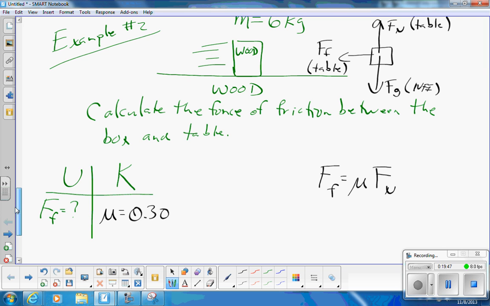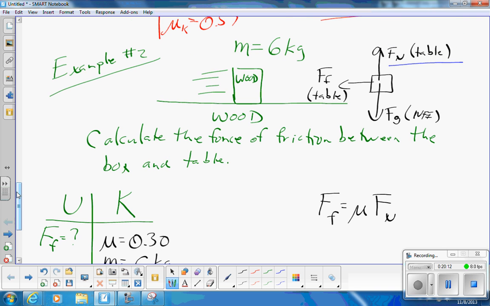Do I know the normal force? I don't. The normal force I'm looking for is the force between the table and the box, and I don't know how big that force is. What else did they give me? They gave me that the mass of the box is 6 kilograms. Let's make sure I don't put that in as a force. That's not a force, that's the mass of the box. Is there any way I can use that to calculate the normal force? In fact, there is.